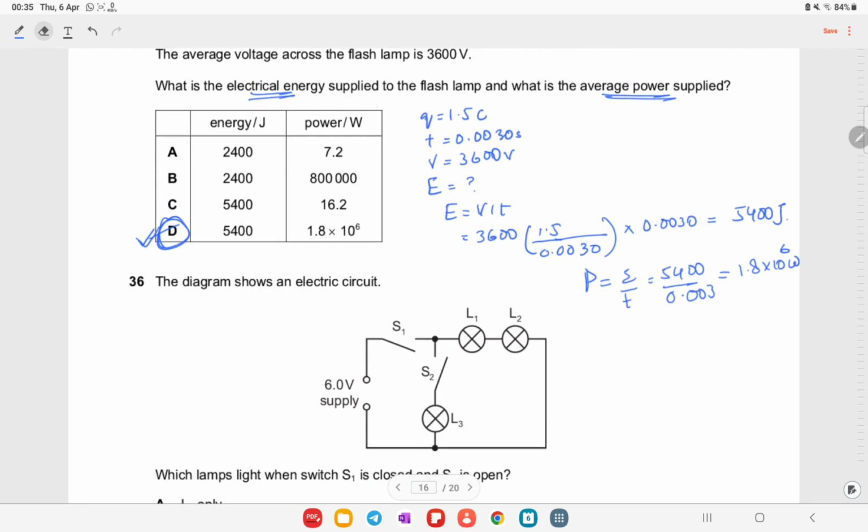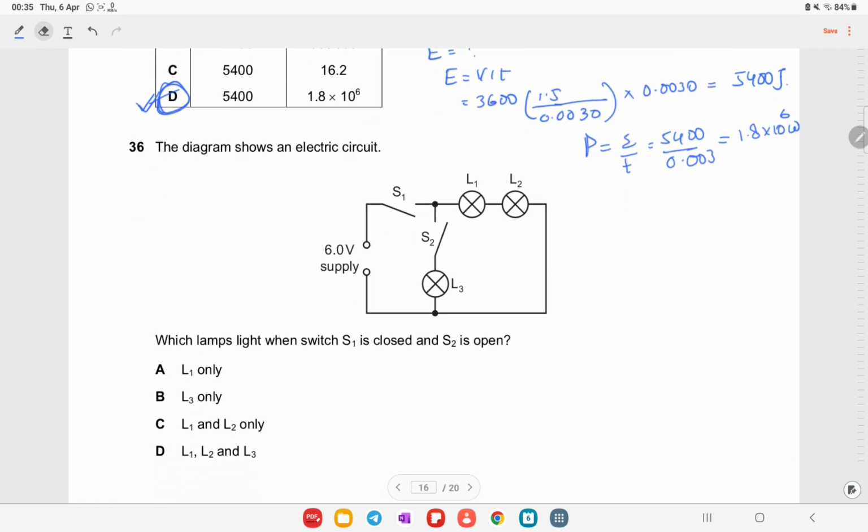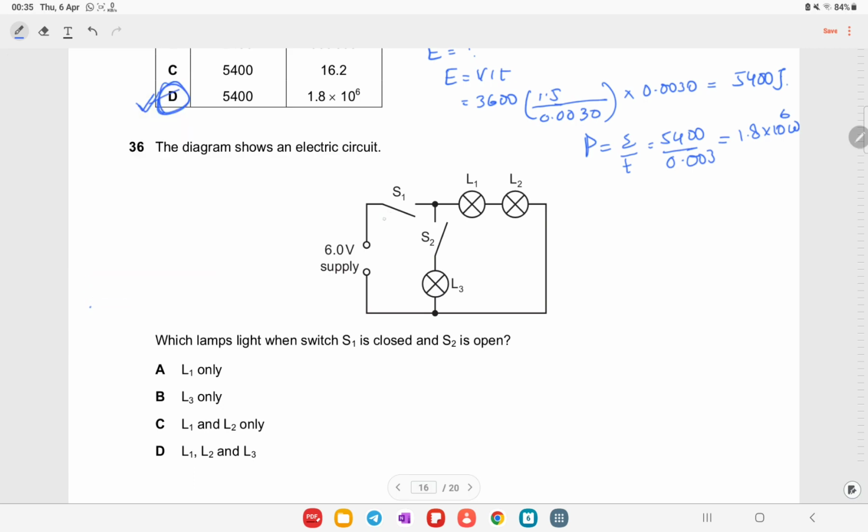Okay, moving to the next question. The diagram shows an electric circuit. Which lamp lights when the switch S1 is closed? So you see this is your power supply, and when you close this, the path will be closed because this stays open. So no current will be passing through this. So this is a closed circuit, and L1 and L2 will be the only lamps which are going to be switched on.